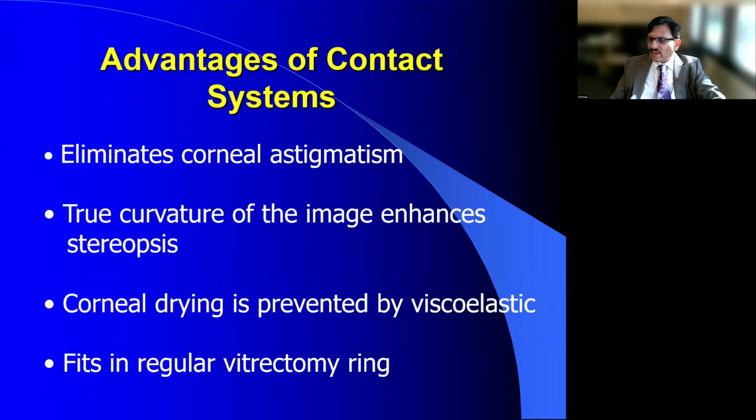So the advantage of the contact system, the one I alluded to, which is basically the RV or VOC systems, the greatest advantage is that it eliminates corneal astigmatism. If you have patients with keratoconus or corneal scars, this is really important. And also because of the attachment, the true curvature of the image enhances stereopsis. This is extremely important to understand because any image you get anterior to your equator is really, really subject to aberrations depending on the lenses you use.